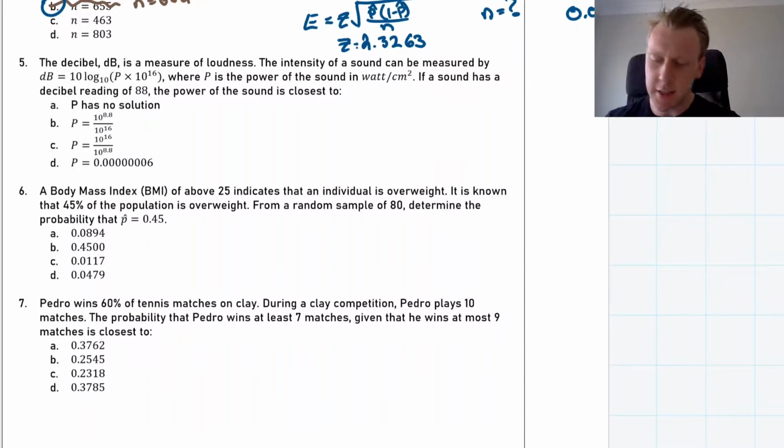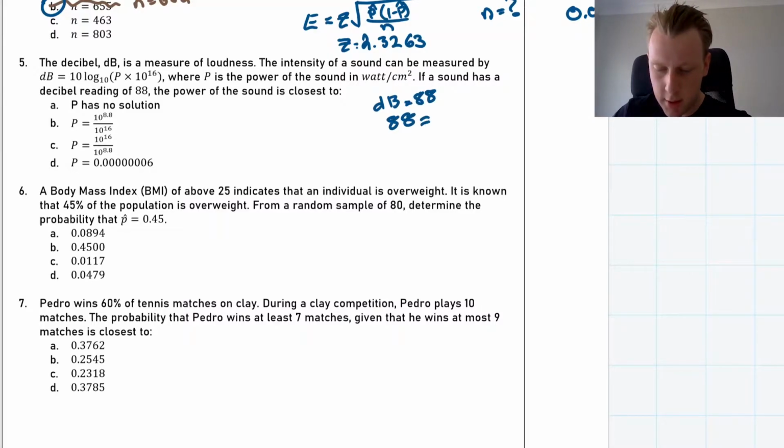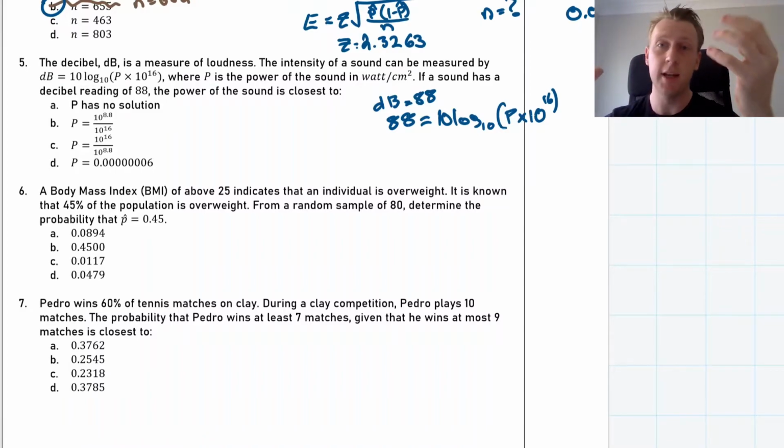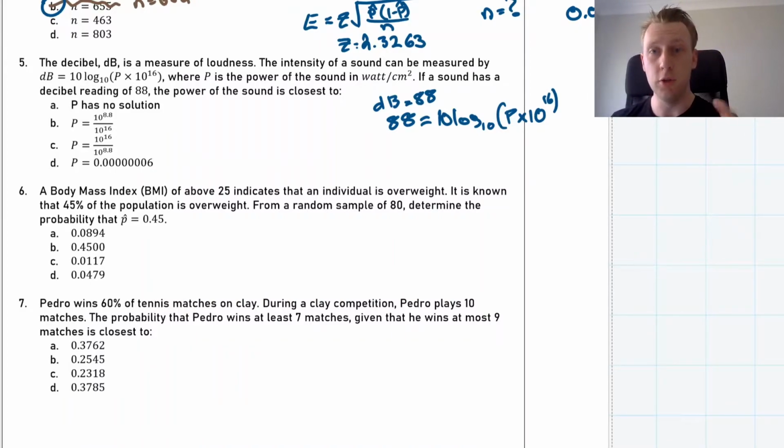Okay, decibel loudness measures some intensity. It can be given by that equation there, where P is the power. We're asking what the power is going to be when we've got a decibel reading of 88. So I go 88 equals 10 log base 10 of P times 10 to the power of 16. I've deliberately put this in here. It's probably more tech-free because you're not going to use your calculator to solve it, and I'll show you exactly why. If you solve for n here, you're going to get the wrong answer.